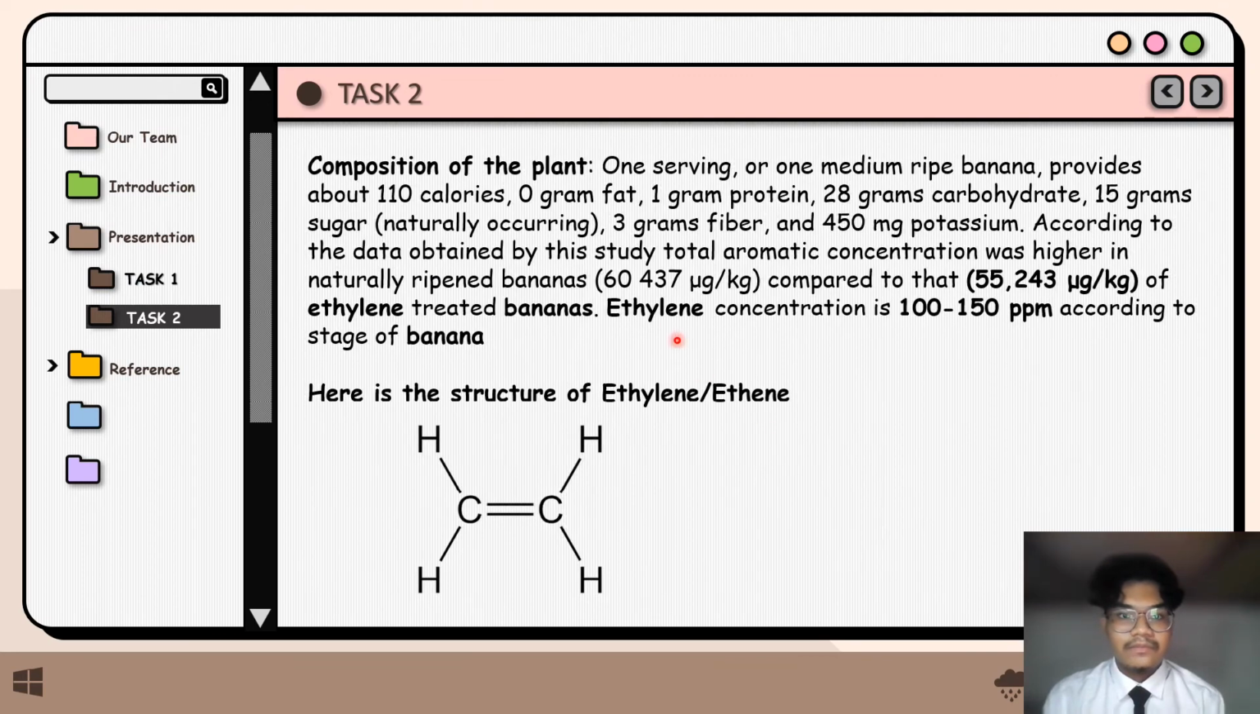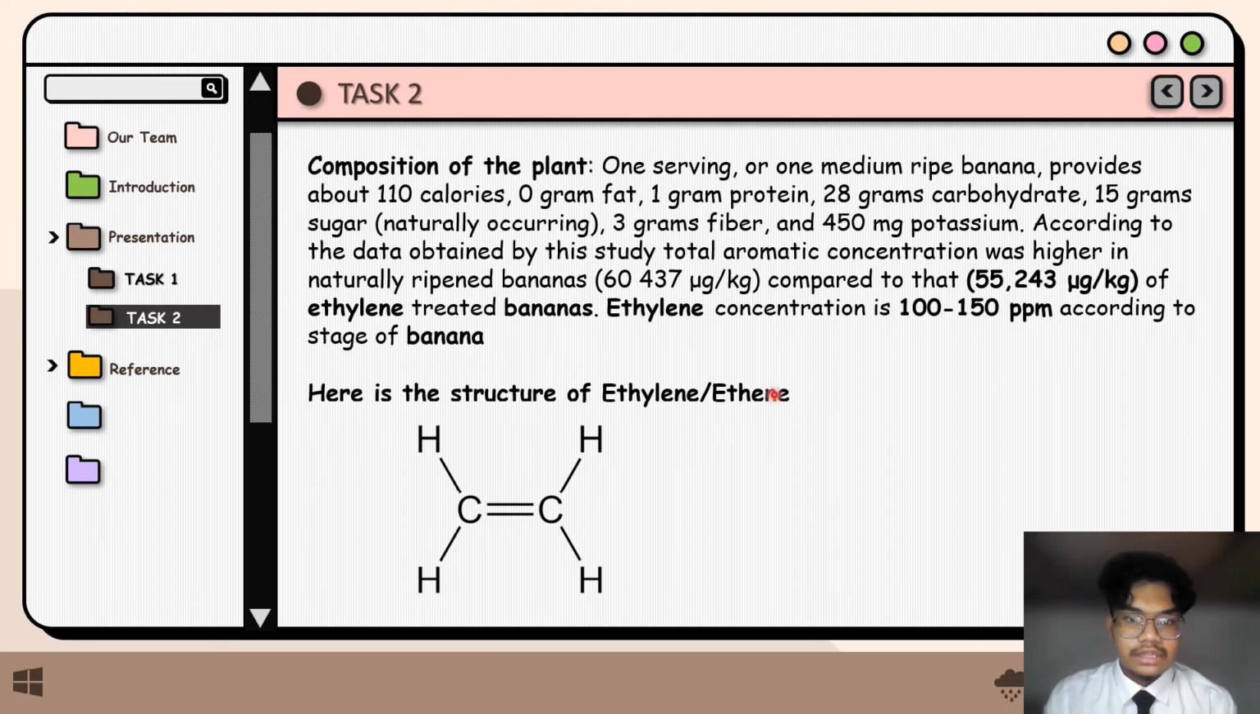This is the composition of the bananas. One serving of one medium ripe banana provides about 110 calories, 0 gram fat, 1 gram protein, 38 gram carbohydrates, 50 grams sugar naturally occurring, 3 grams fiber, and 550 milligram potassium. According to the data obtained by the study, total aromatic concentration was higher in naturally ripened bananas compared to that of the ethylene-treated bananas. Ethylene concentration is 100 until 150 parts per million according to the stage of bananas.